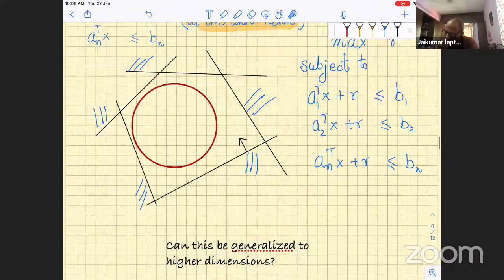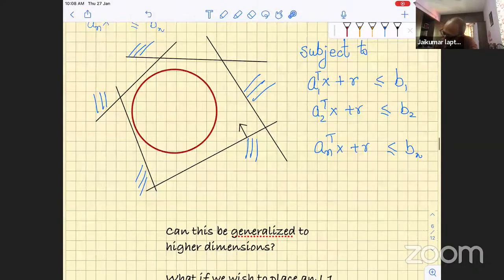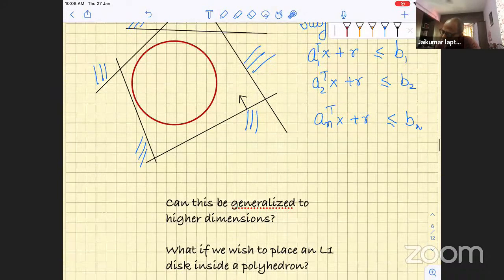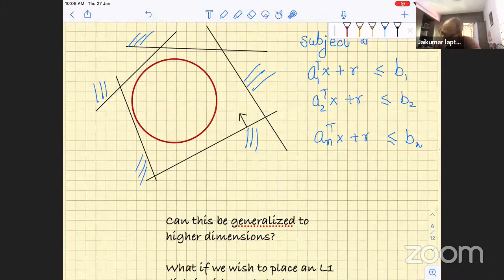And yeah, so this is something I don't know at the moment. If I wanted to place the largest diamond, Shyantan's diamond, inside this polytope, so that is the largest L1 ball instead of a disk, is this problem amenable, first of all, to any algorithm? And does LP work? I'll let you think about it. I'll also think.